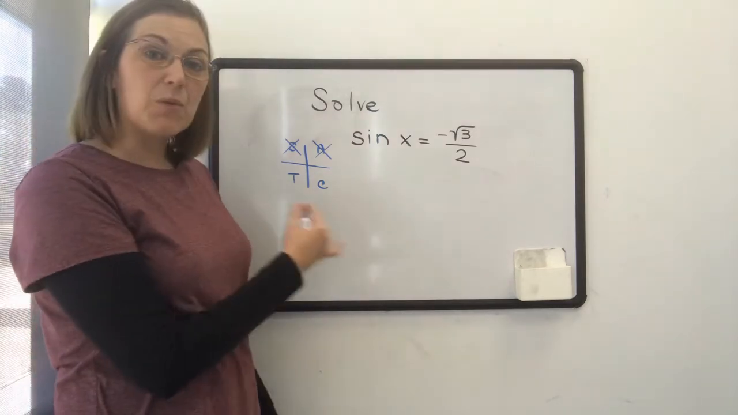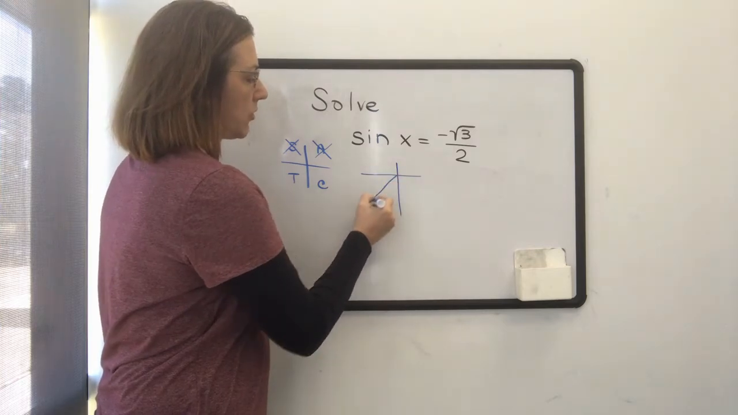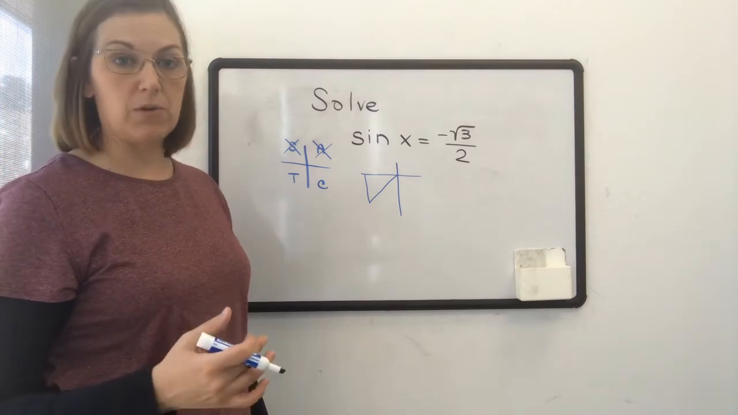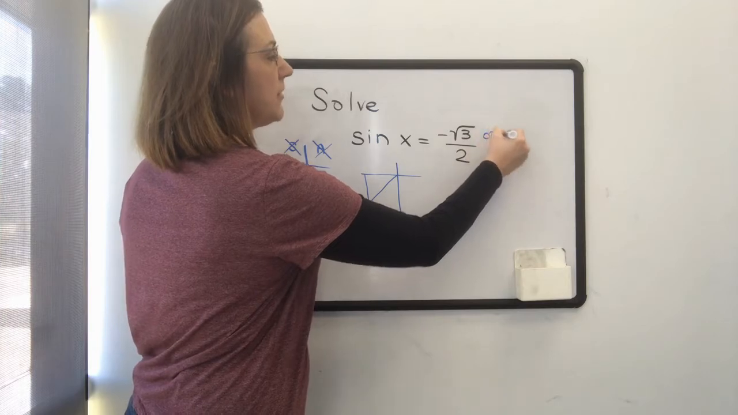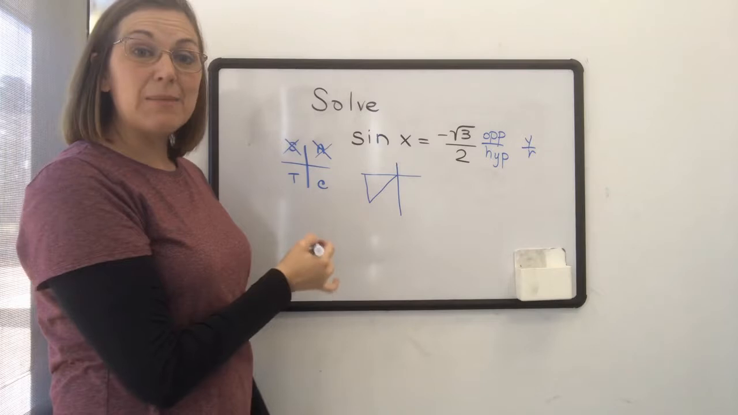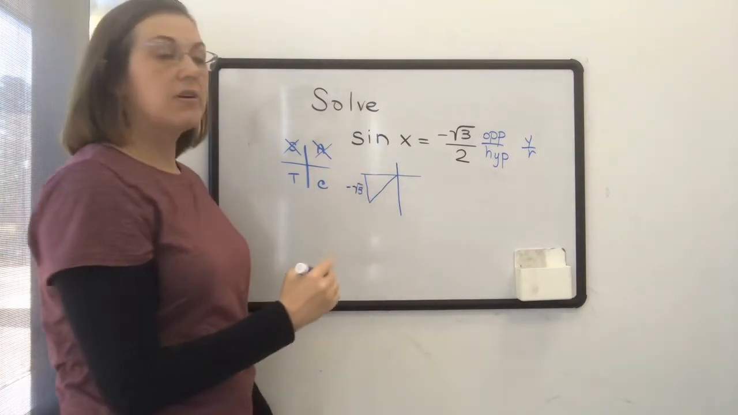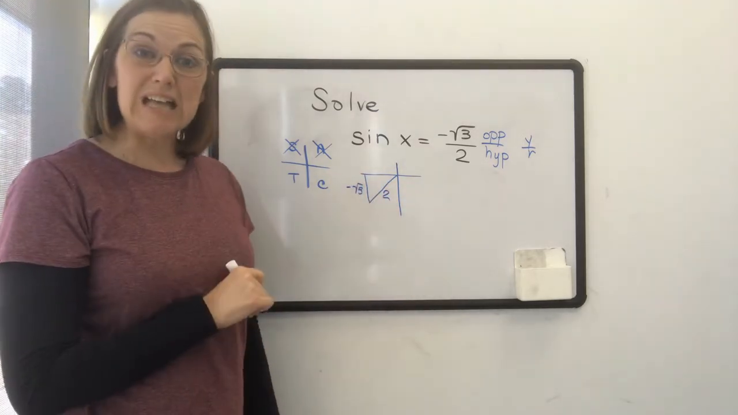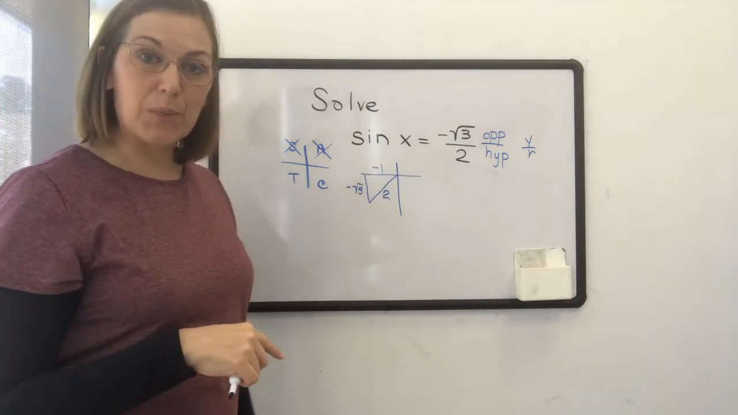So our next step, now that we've decided which quadrants we need to be working in, we're going to draw it in quadrant 3. And what do I mean draw it? I'm going to draw a representative or a reference triangle. And I know that sine is opposite over hypotenuse, or y over r. So I'm going to label the y, or the opposite side of this triangle, as negative square root of 3. I'm going to label the hypotenuse as 2. So what is the missing side? Well, the missing side is negative 1. And it's negative because we're in quadrant 3.